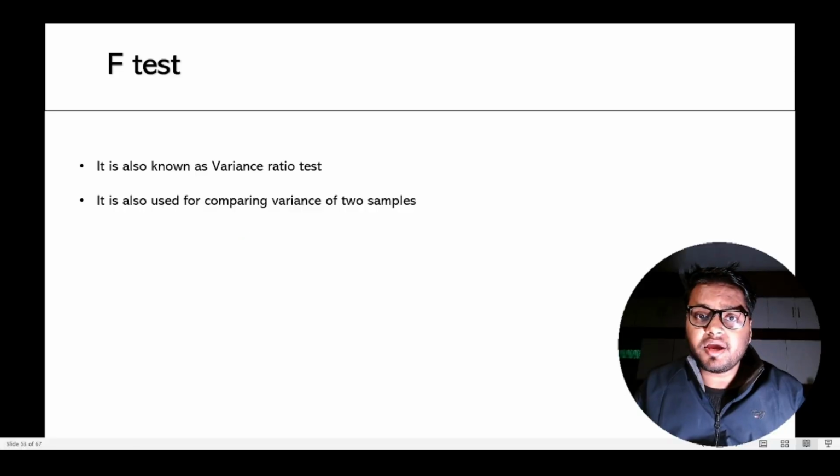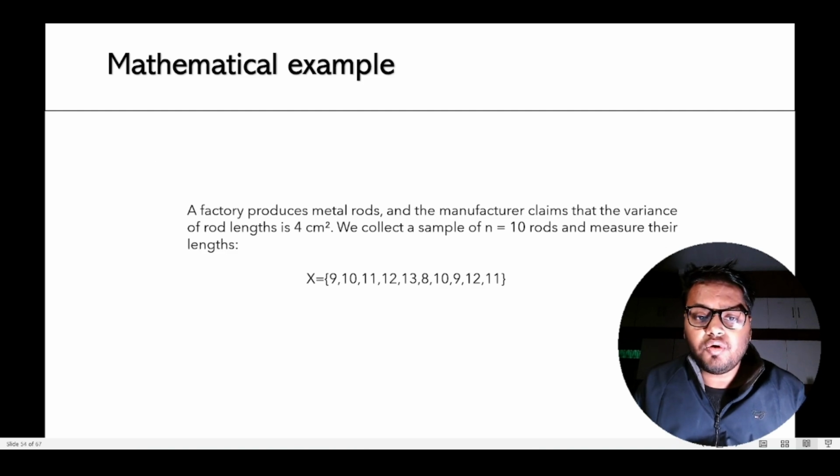Next, let us talk about the f-test. F-test is also known as the variance ratio test. It is used for comparing the variance between two samples. Let us understand with the help of a mathematical example. A factory produces metal rods and the manufacturer claims that the variance of rod length is 4 cm squared. We collect a sample of 10 rods and measure their length. So this is my question.